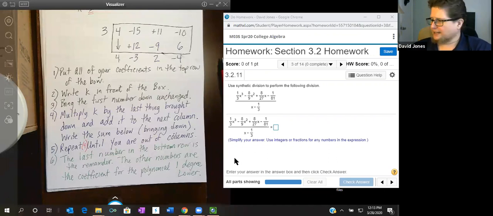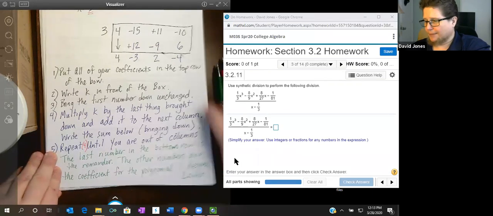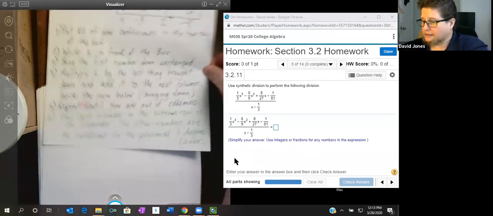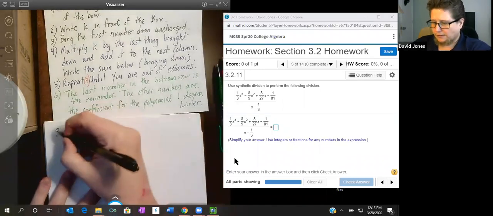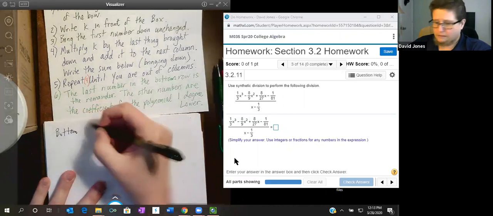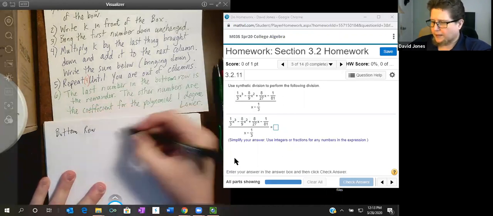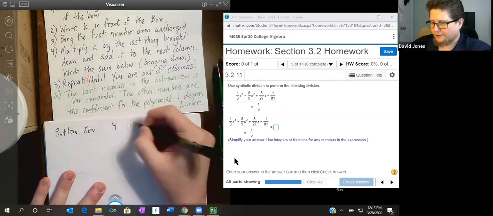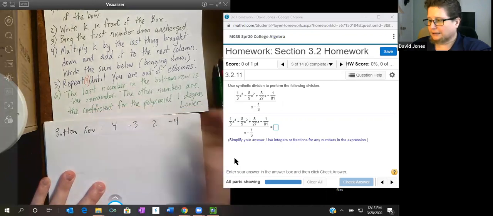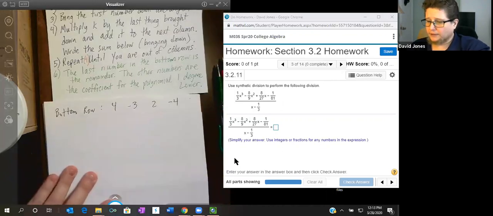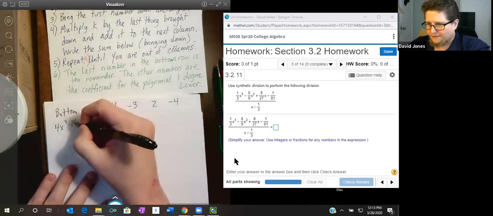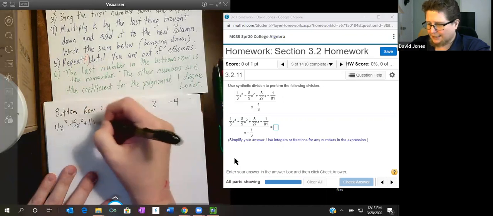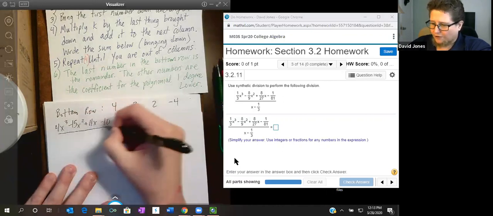Click pause for a second so you can finish writing that down. I want to explain what that means. So the numbers I had, my bottom row, was 4, negative 3, 2, and negative 4. And the problem was 4x cubed minus 15x squared plus 11x minus 10 over x minus 3.